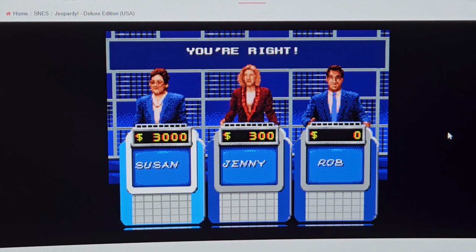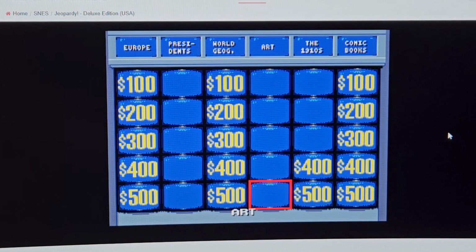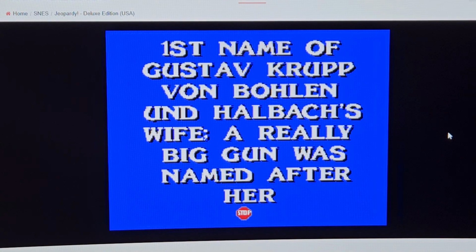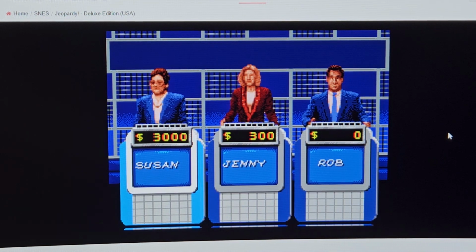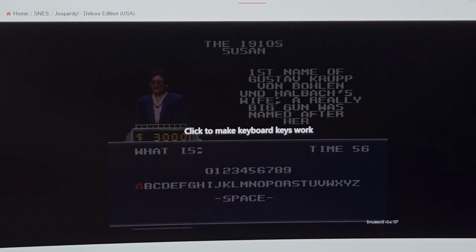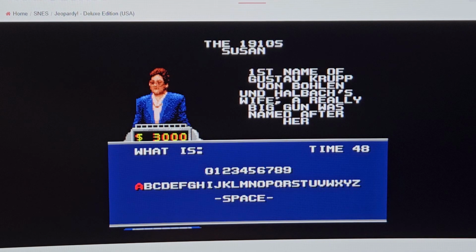Yes. Got it. Now we're going to the 1910s for 400. The answer is... First name of Gustav Krupp von Bohlen und Halbach's wife. A really big gun that was named after her. What is Bertha?